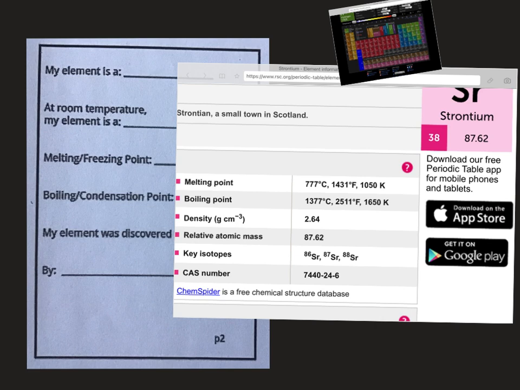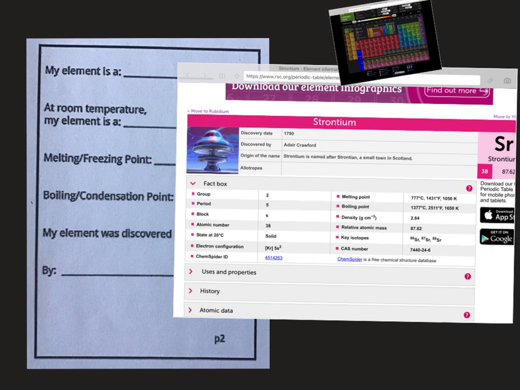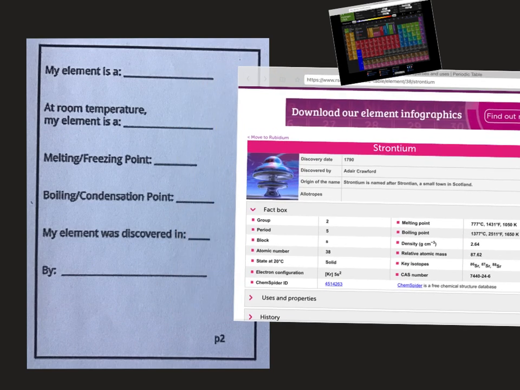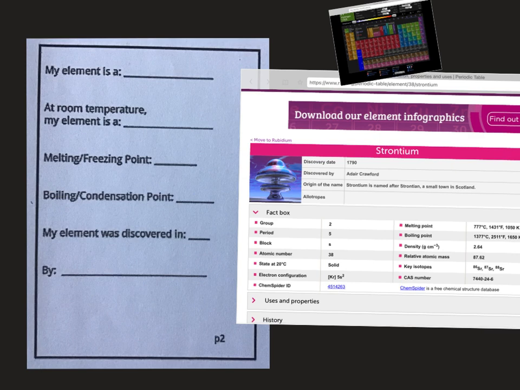Melting and freezing point is obviously when it changes from solid to liquid or liquid to solid, and boiling or condensation point is that point where it would transition between a liquid and a gas. You can also find when it was discovered, if it's something that was actually discovered and not something we've just known through human history, like iron or whatever. So this one was discovered in 1790, and it even tells who it was discovered by. Some of your elements may not have that information.